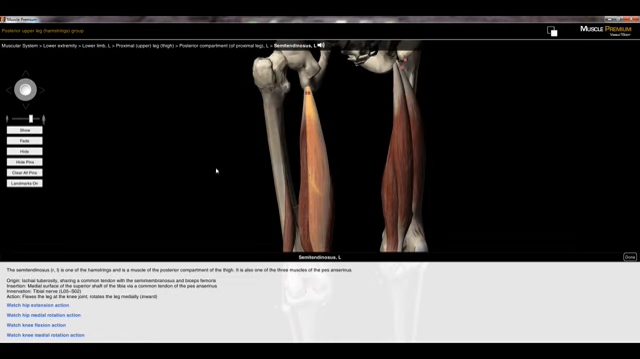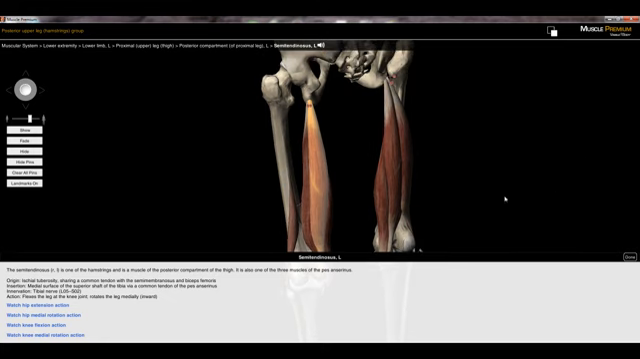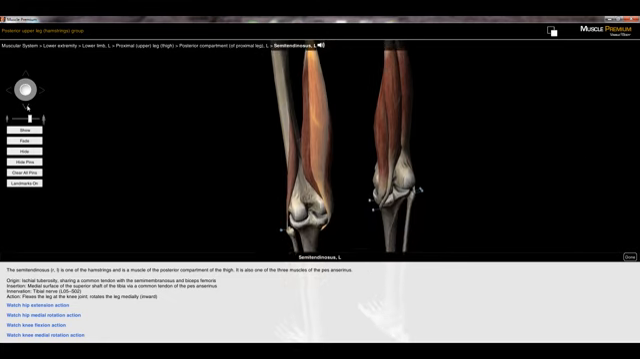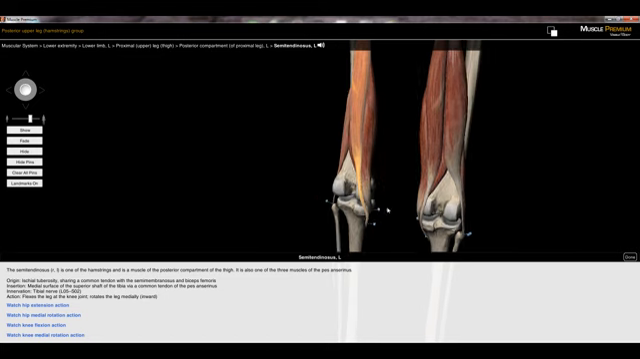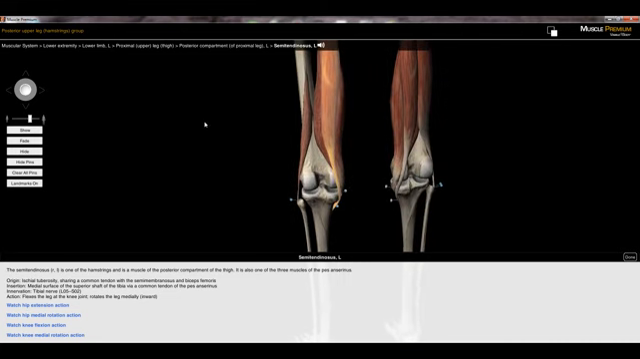The semitendinosus, again originating, or the proximal attachment being, on the ischial tuberosity, extends down and inserts along the medial border of the tibia as part of the pes anserinus, that component of the sartorius and the gracilis where the common attachment occurs. So it's an internal tibial rotator and knee flexor and hip extensor, innervated by the tibial nerve.